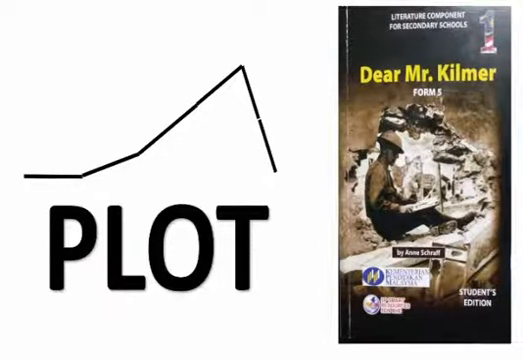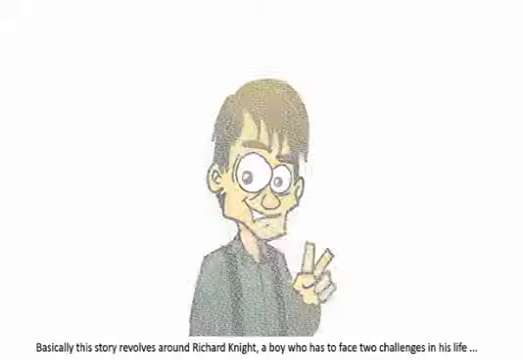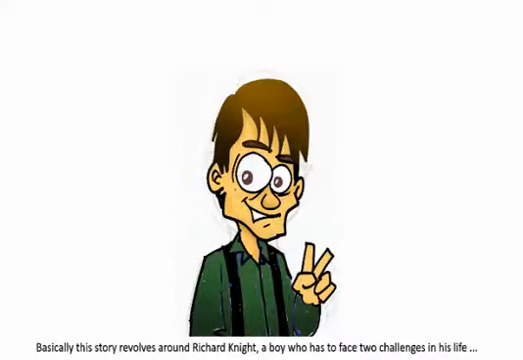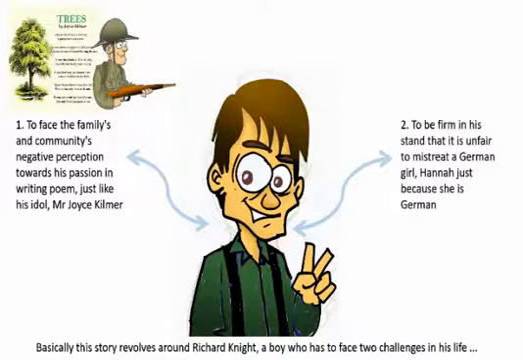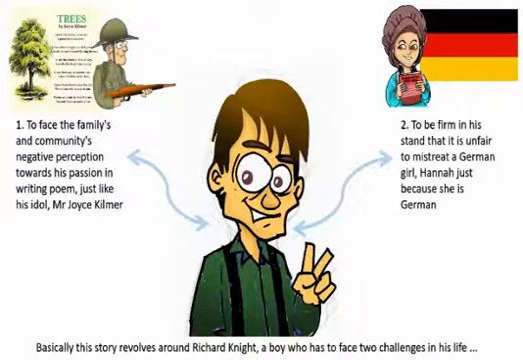And now we discuss plot. Okay, for plot, let us study the plot. Dear Mr. Kilmer is basically a story revolves around Richard Knight, a boy who has to face two challenges in his life. What are the two challenges? Firstly, to face the family's and community's negative perception towards his passion in writing poem, just like his idol Mr. Joyce Kilmer. And secondly, to be firm in his stand that it is unfair to mistreat a German girl, Hana, just because she is German.